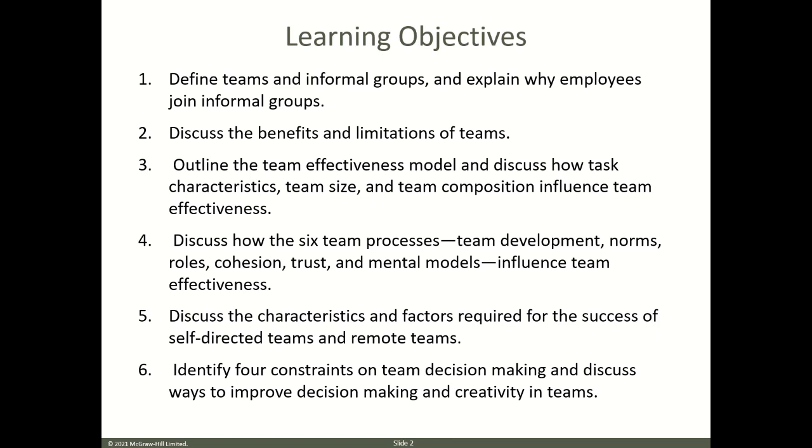Discuss how the six team processes, team development, norms, rules, cohesion, trust, and mental model influence team effectiveness. Discuss the features and factors required for the success of self-directed teams and remote teams. Identify four constraints on team decision making and discuss ways to improve decision making and creativity in teams.